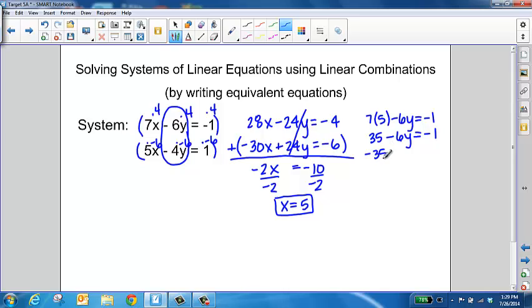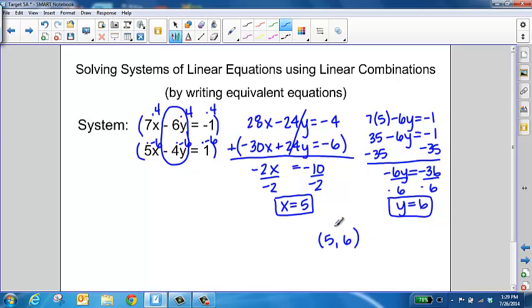Subtract 35 from both sides. That's going to leave us with -6y equals -36. Divide both sides by -6, and we get y equals positive 6. And then our last step is to write those two values as an ordered pair. So the solution to this system is going to be (5, 6).